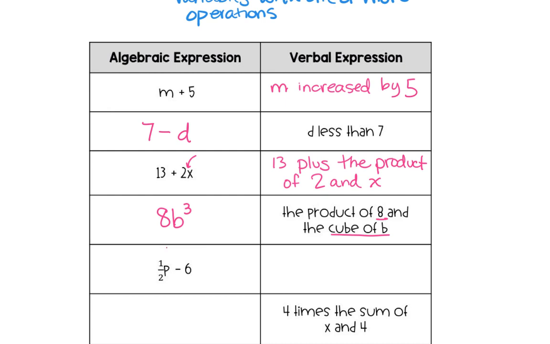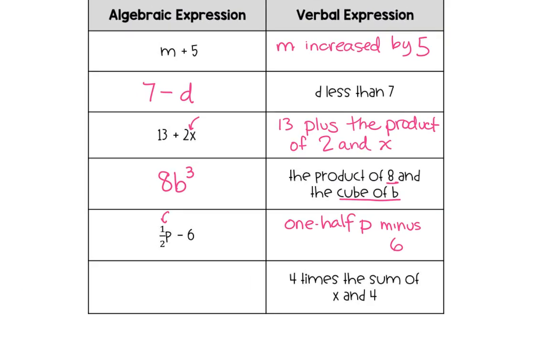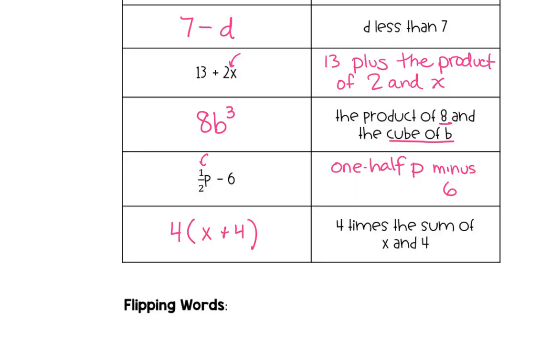Then we have half of p, so we can say 1 half p minus 6. And the last one, we have 4 times the sum of x and 4. So we have 4, and then we're going to multiply that by the sum of x plus 4, so we need our parentheses in there.